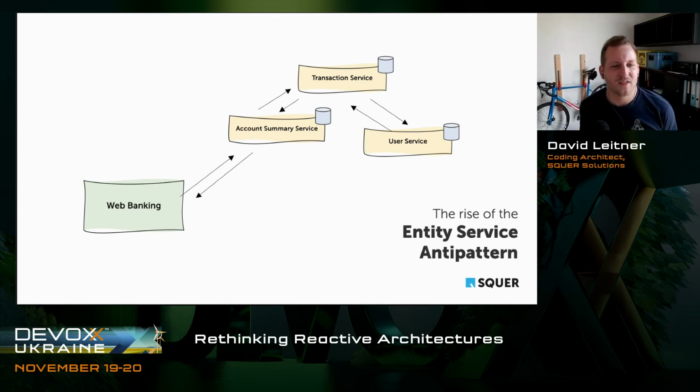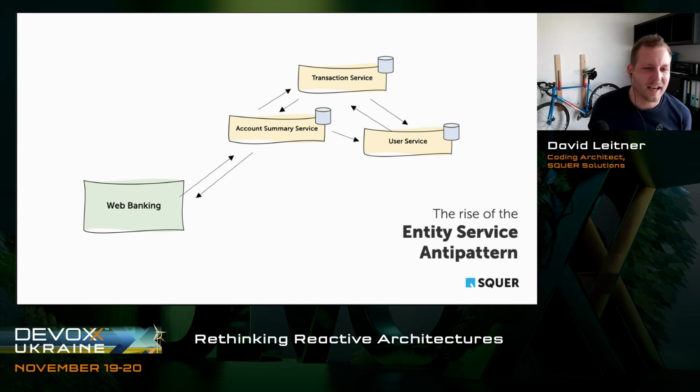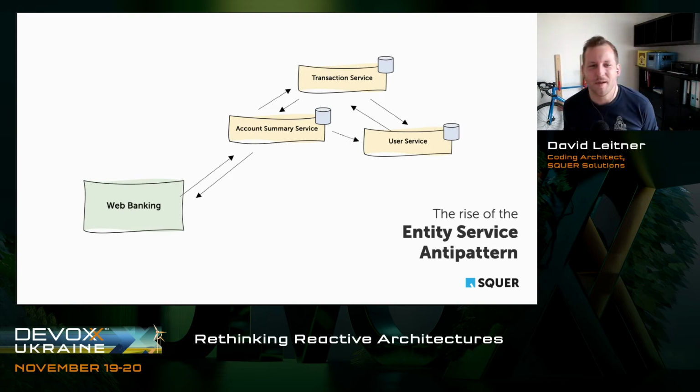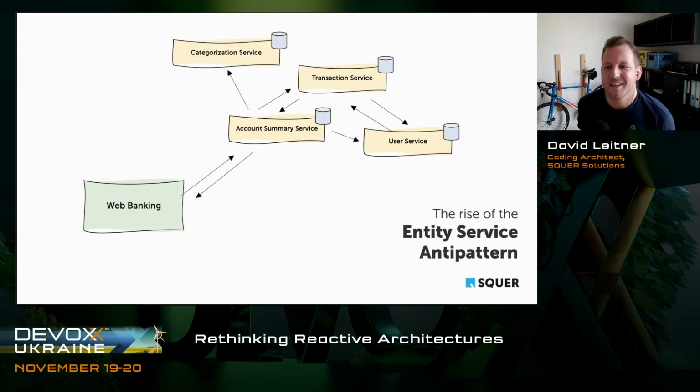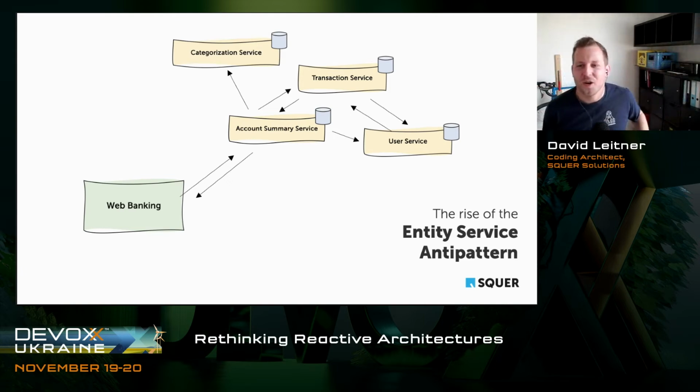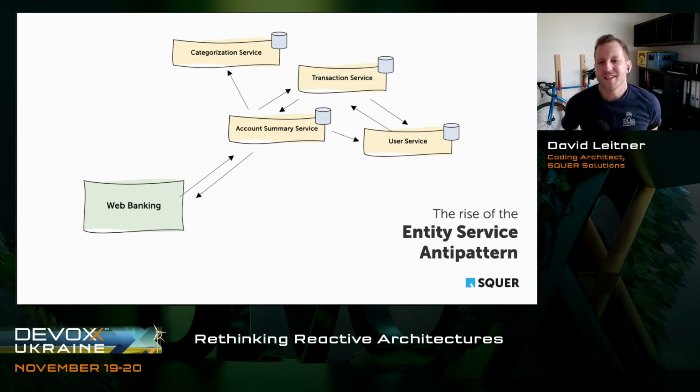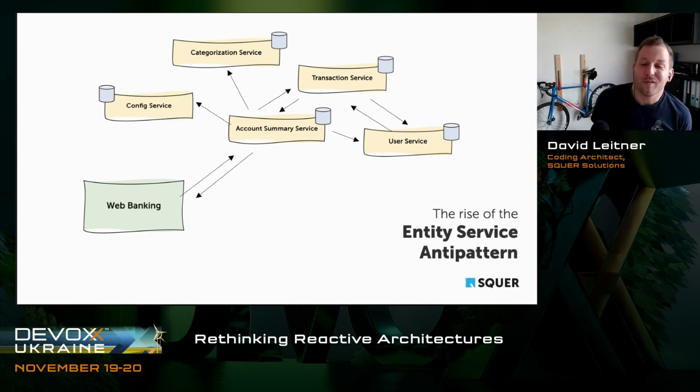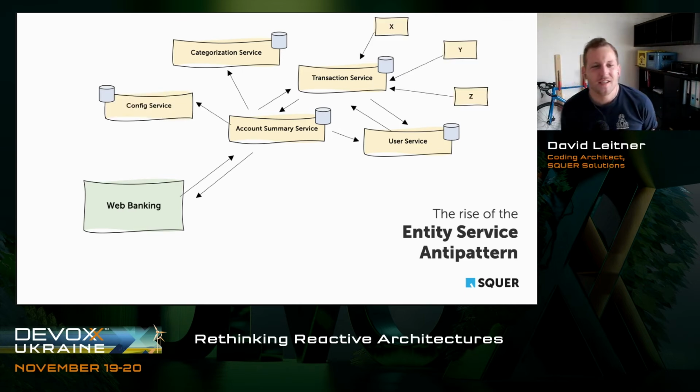And obviously the account summary service directly talks to the user service. Then we maybe have a categorization service. This is the one that categorizes our transactions. It says, hey, this is an e-commerce transaction. This is basically your loan, and this is whatever it is, right? And then we have maybe a config service, whatever. We have a lot of services, and they start to get more.